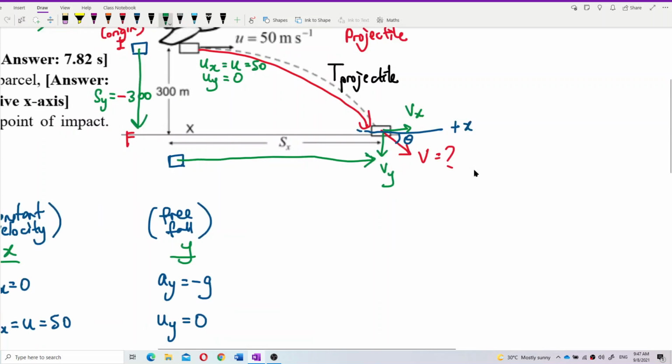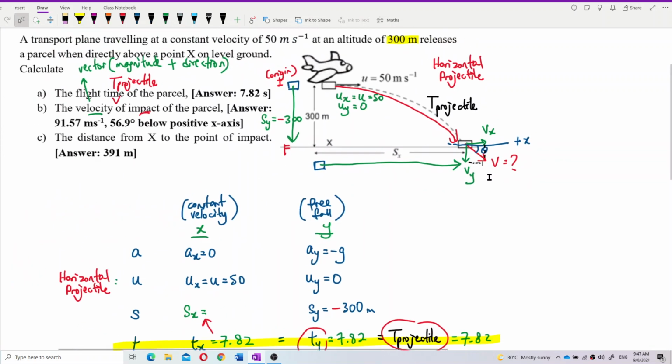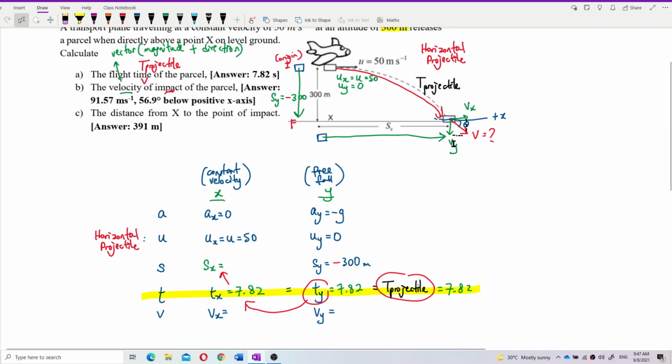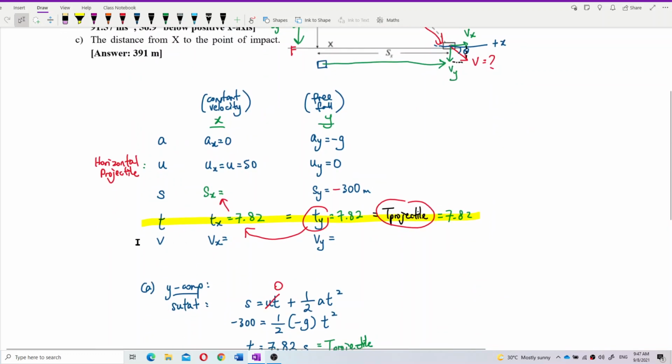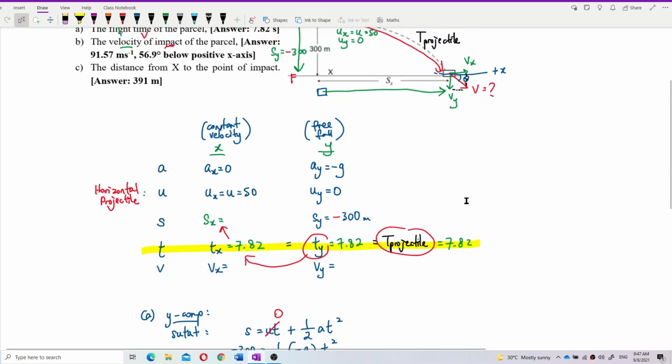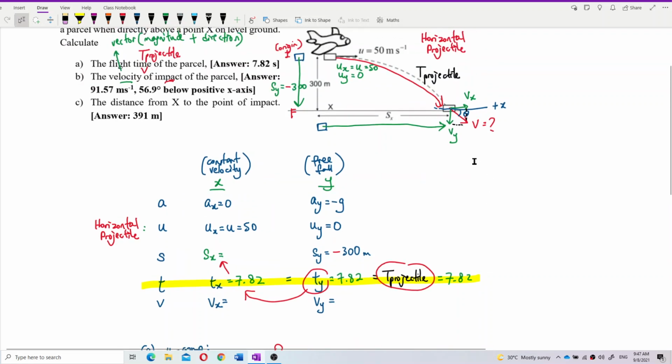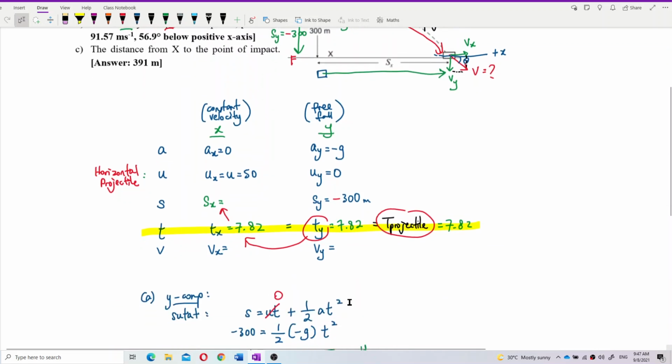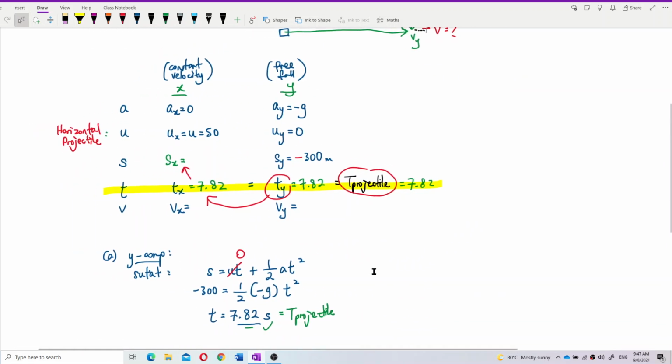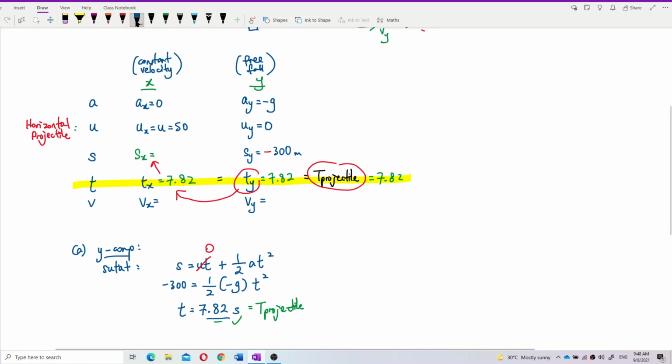So Pythagoras theorem. We need to find Vx and Vy. So that's why we need to add another row to find the velocity, Vx and Vy. Okay, so how do we do it? Let's do question B. So let's start with the x component.